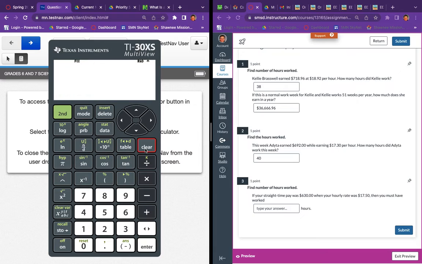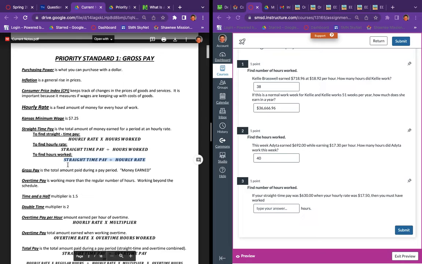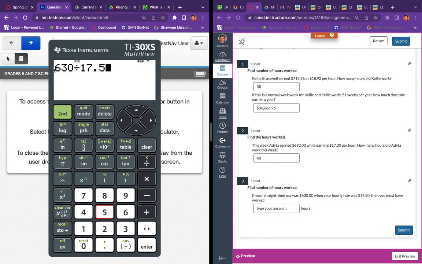So number 3, if your straight time pay is $630 when your hourly rate is $17.50, then you must have worked blank hours. Okay, so again, we know how much money we earned. We earned $630. We know our hourly rate. Our hourly rate is $17.50. So to find the hours worked, we take how much you earn divided by how much you make an hour. That's what we did. We earned $630 and we get paid $17.50 an hour. Therefore, we must have worked 36 hours.